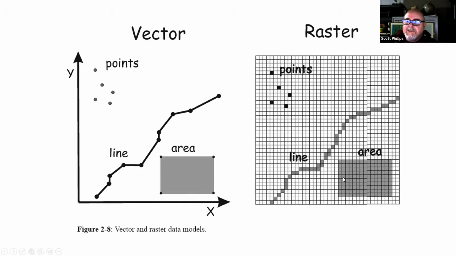These are different data models that we use in GIS. Each have advantages and disadvantages. We'll talk more about that later. But it kind of depends on what you're using it for. For elevation, raster is better. For streets, vector is better.